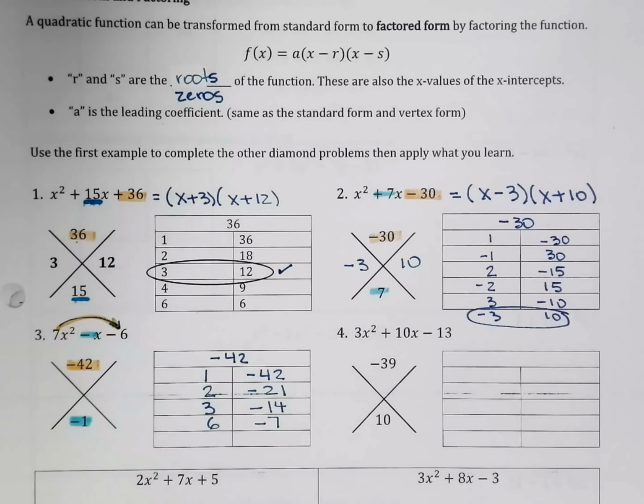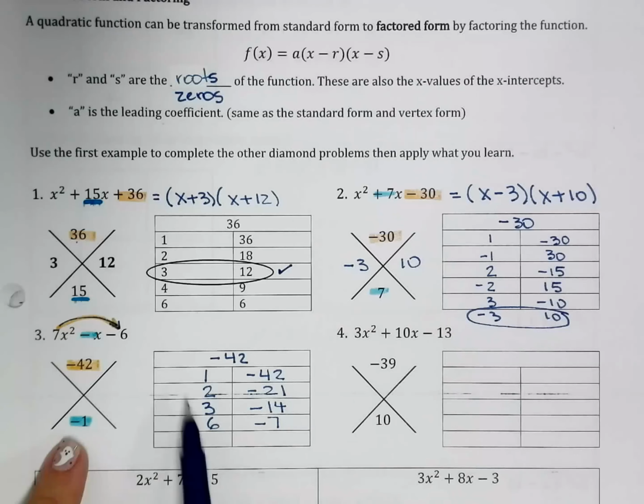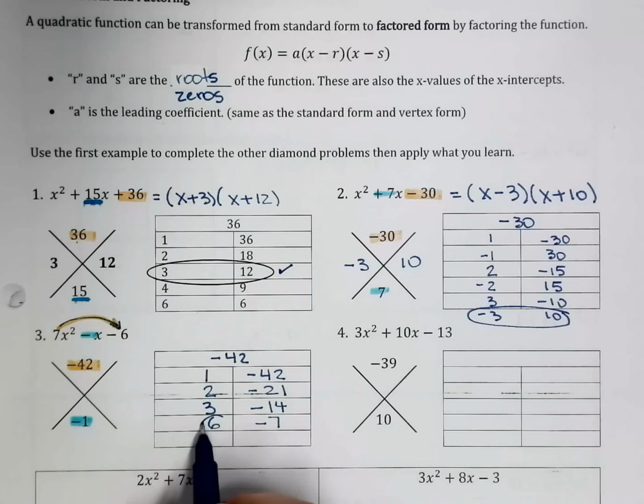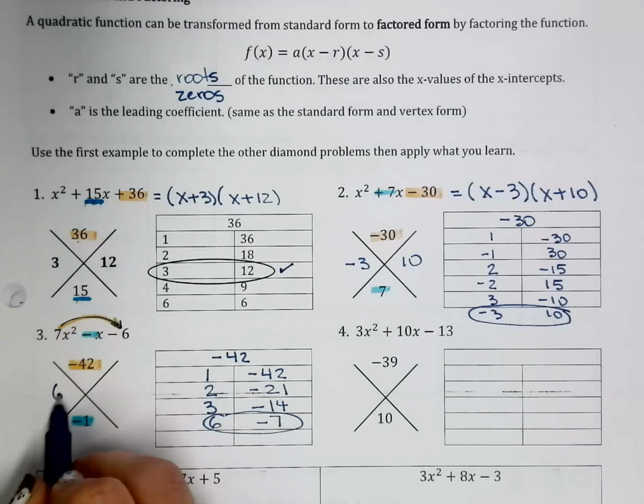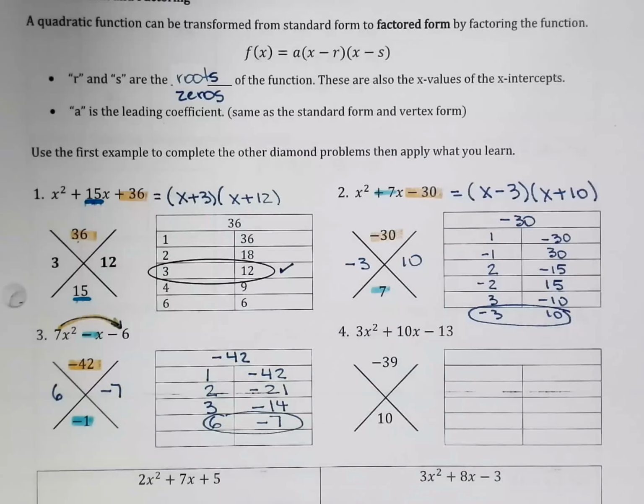Okay, but here's the deal. I'm looking for the one pair of factors that add up to -1. That one right there, 6 minus 7 is -1. Okay, so 6 minus 7 add up to -1.